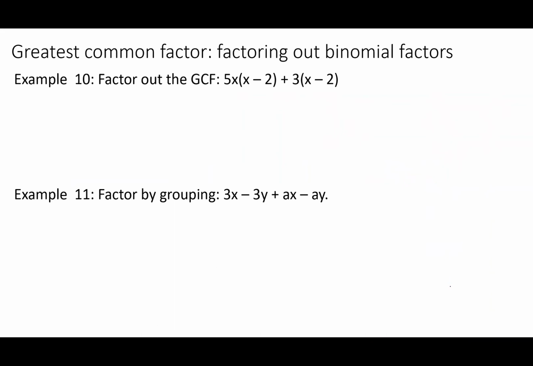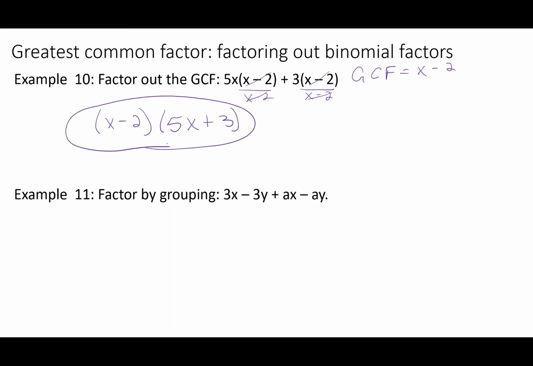Okay, so on this one, just like the last one, remember I said you can have an expression that is a common factor. So for this problem, our GCF is x minus 2. So if I take the x minus 2 out and I divide each term by x minus 2, what am I left with? 5x plus 3.